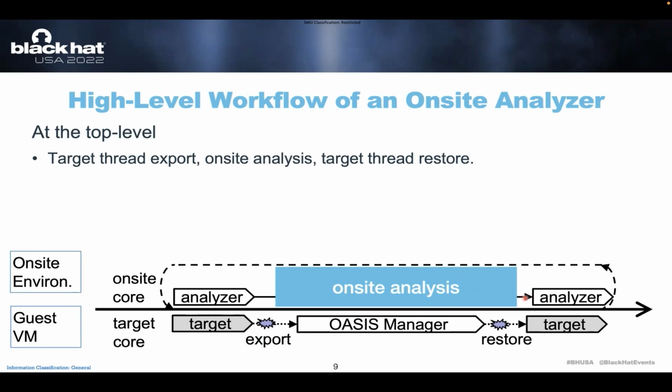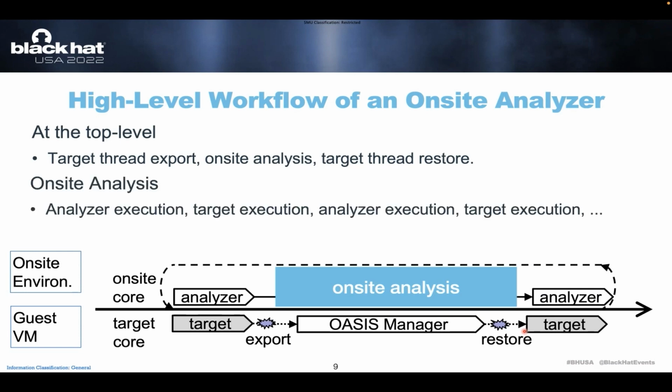Once the job is done, then the analyzer can release the target. The target can continue to execute in the guest VM. Then you can repeat this cycle. You can periodically or randomly pick one thread to analyze. After a while, you can release it later on in the guest VM. If needed, you can catch it again or catch another thread to do analysis.